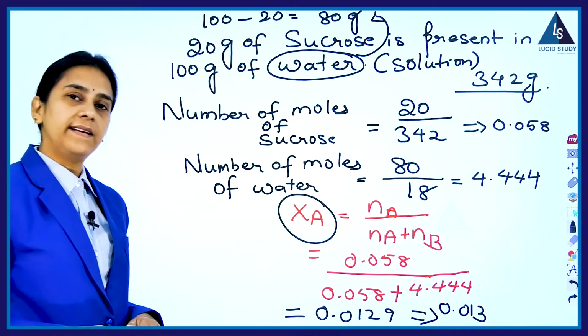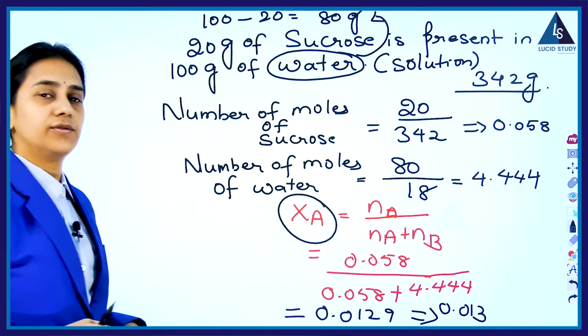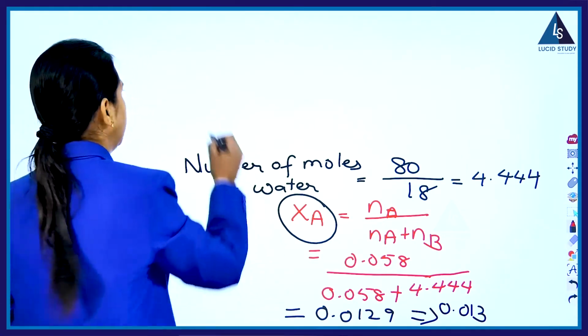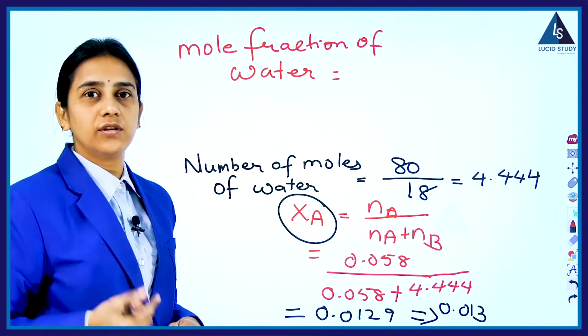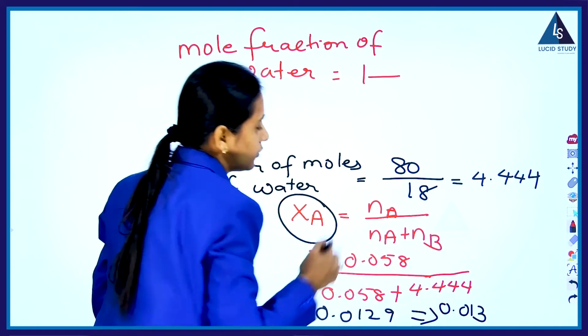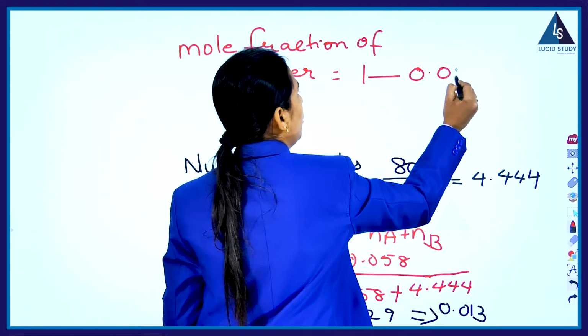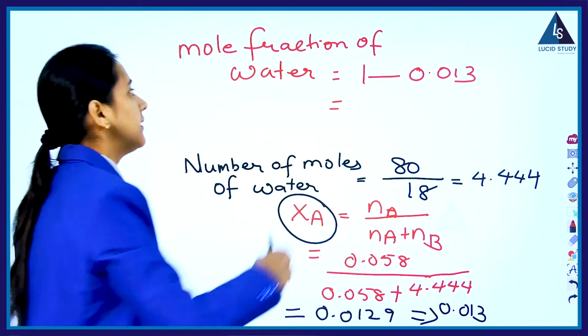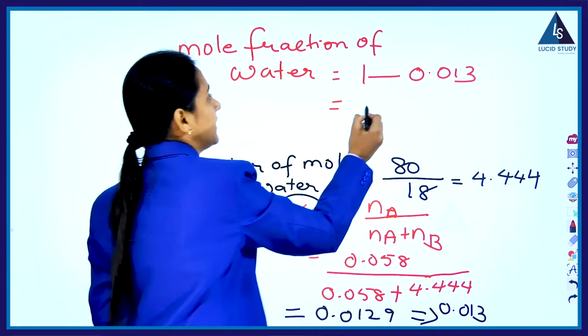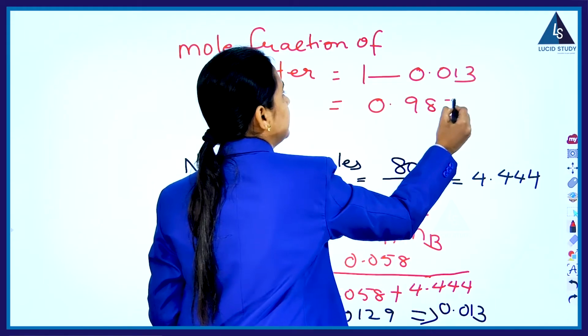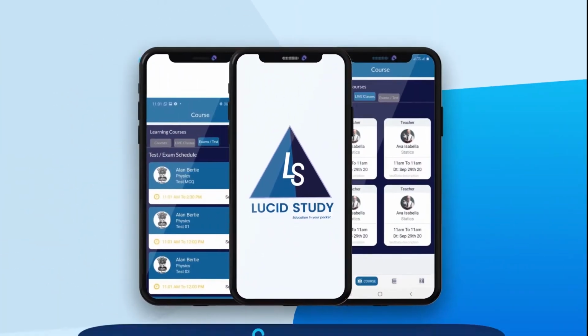Now, we have to find out the mole fraction of the water also. 1 minus the mole fraction of the sucrose will give you the mole fraction of the water. And the mole fraction of the sucrose is 0.013. If you do that, 1 minus 0.013 is equal to 0.987.